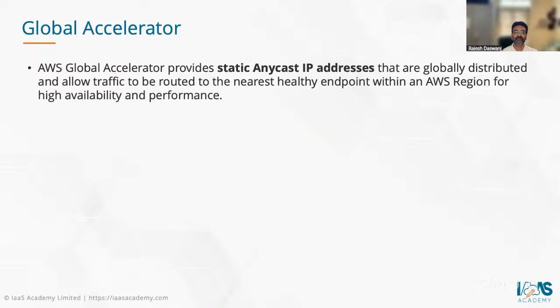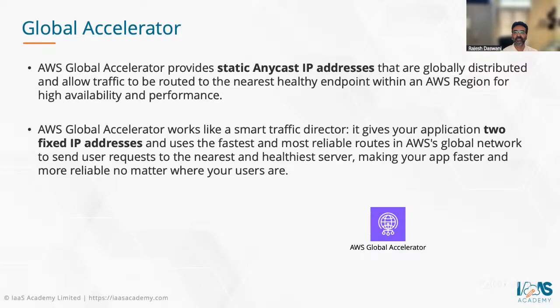So the Global Accelerator provides static anycast IP addresses that are globally distributed to allow traffic to be routed to the nearest healthy endpoint within the AWS region for high availability and performance. It basically works like a traffic director. It gives an application two fixed IP addresses and uses the fastest and most reliable route in the global network to send users' requests to the nearest and healthiest server, making the app faster and more reliable no matter where the users are.